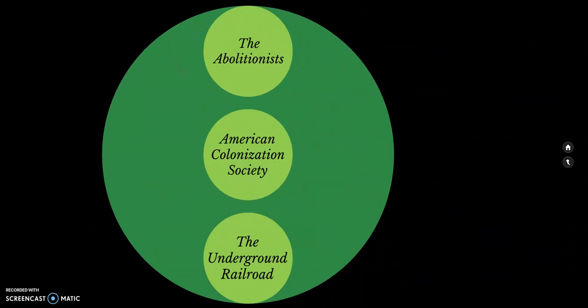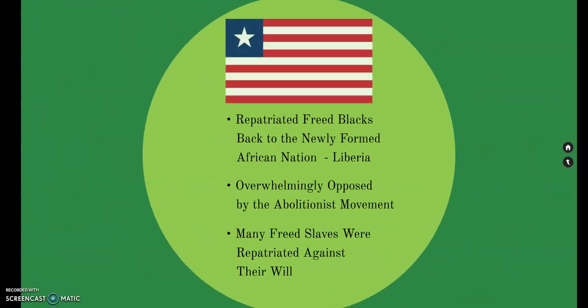The American Colonization Society. The American Colonization Society was an organization that sought to repatriate freed blacks back to Africa, to the newly formed nation of Liberia.